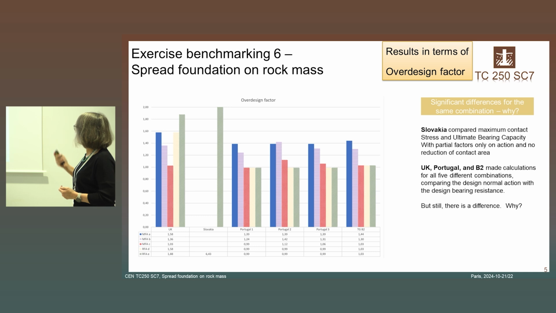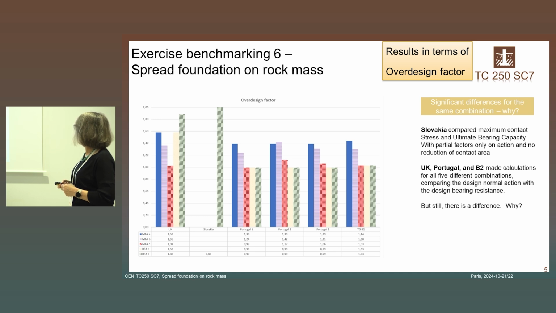You can see that Slovakia has quite a high over-design factor, and when we try to look into their calculation, they are comparing maximum contact stress and ultimate bearing capacity, with partial factor only on action and no reduction of the contact area. So they're doing it a little bit differently from the rest of the group, so that's why they end up with a higher over-design value. They are neglecting some of the factors.